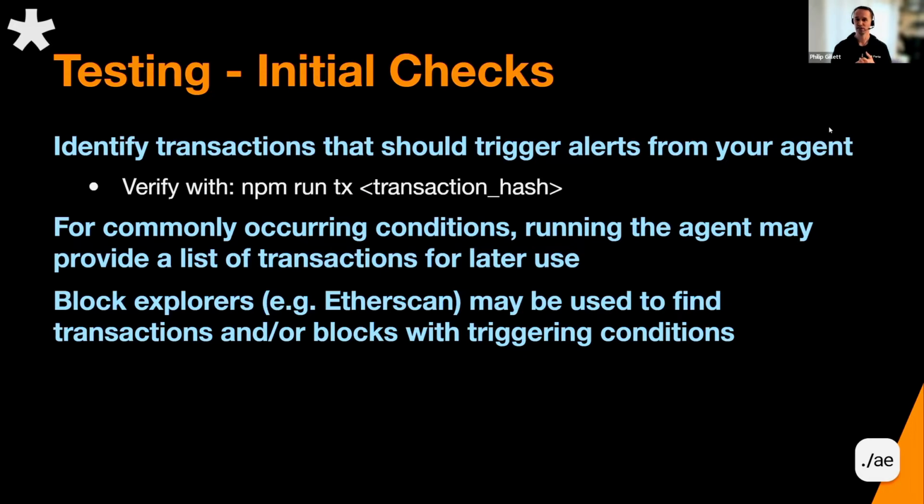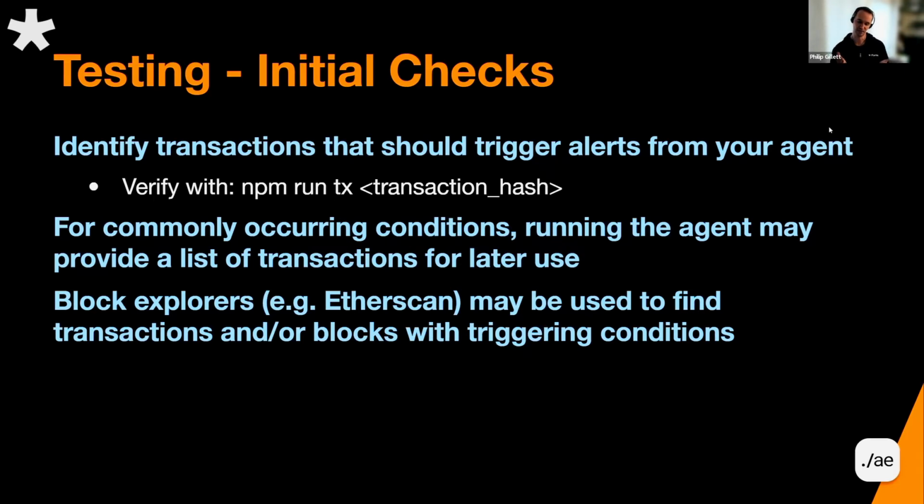Etherscan has some really great facilities for being able to drill down to the contract you're interested in, the events that come from it. Sometimes they'll even label some of these transactions that are exploits or anything like that. So find that transaction hash and use that as you're developing your agent to see, is my agent sending up an alert from this transaction, which I know it should.